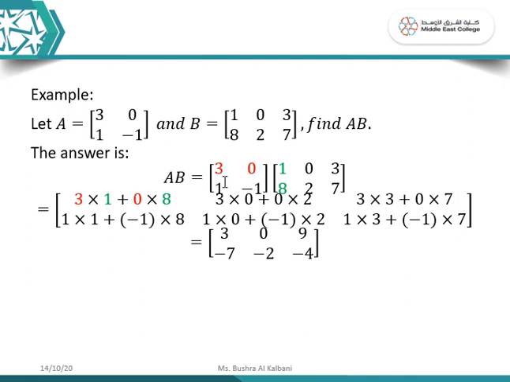Then you take the second row: 1 multiplied by 1 plus minus 1 multiplied by 8, then 1 times 0 plus minus 1 times 2, and 1 times 3 plus minus 1 times 7. Okay, this is how to multiply the matrix. But if you want, for example, to multiply B times A, just to check whether it will be equal or not.